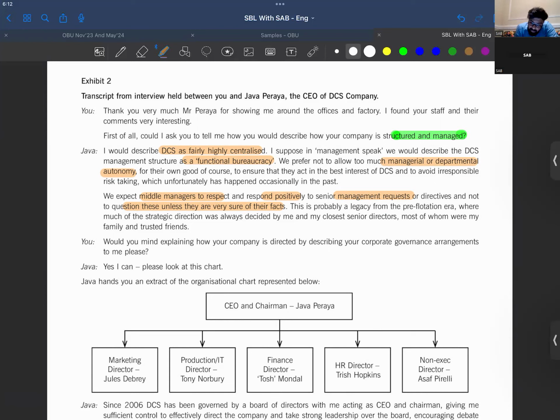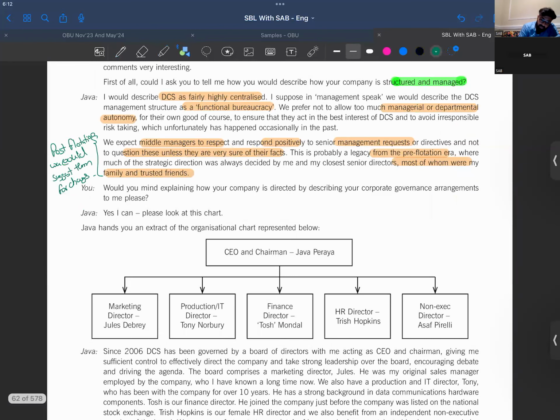This is probably a legacy from the pre-flotation era, and post-flotation, we could suggest changes, where much of the strategic direction was always decided by me and my closest senior directors, most of whom were my family and trusted friends. So it's also a governance issue, right?